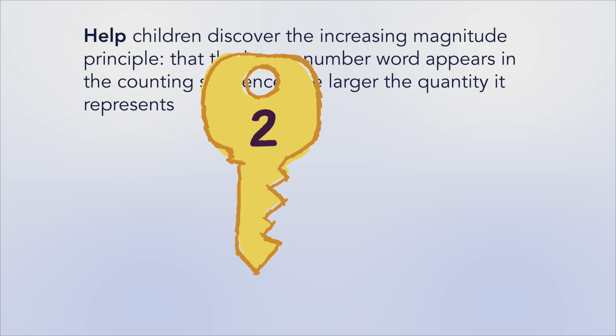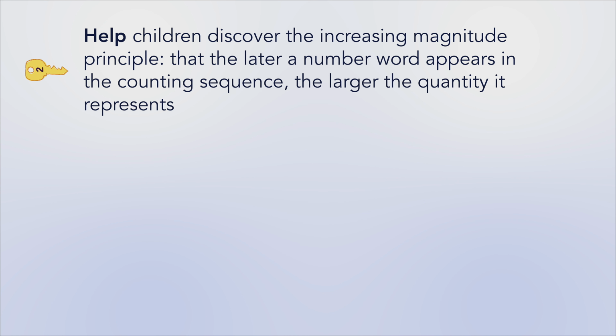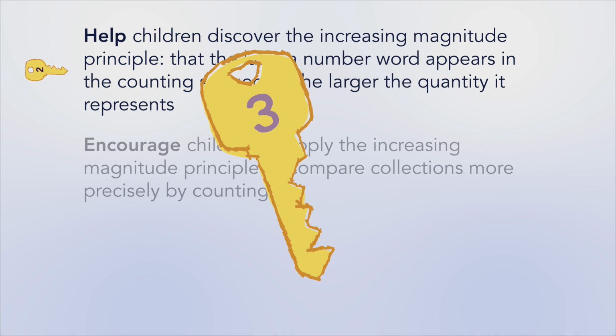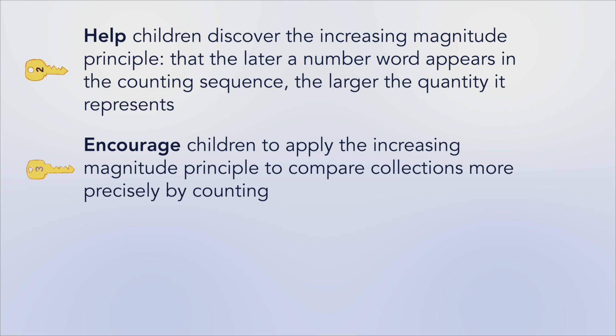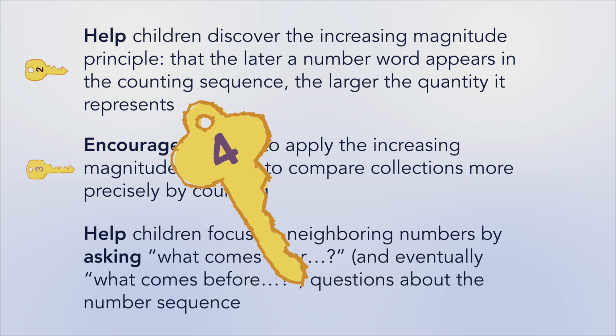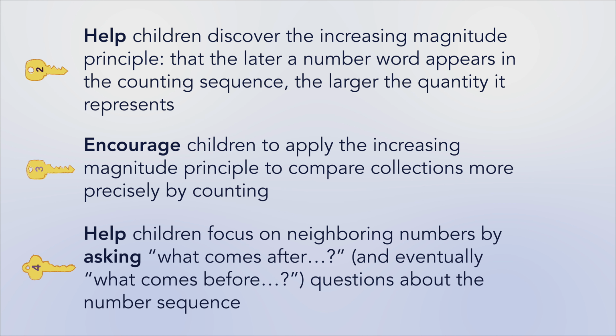Help children discover the increasing magnitude principle, that the later a number word appears in the counting sequence, the larger the quantity it represents. Encourage children to apply the increasing magnitude principle to compare collections more precisely by counting. Help children focus on neighboring numbers by asking, what comes after? And eventually, what comes before? Questions about the number sequence.